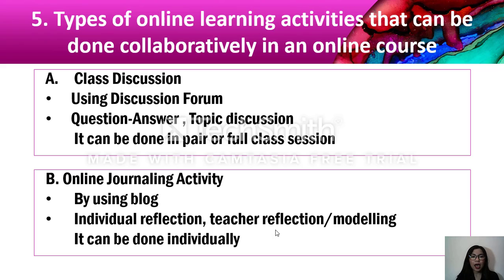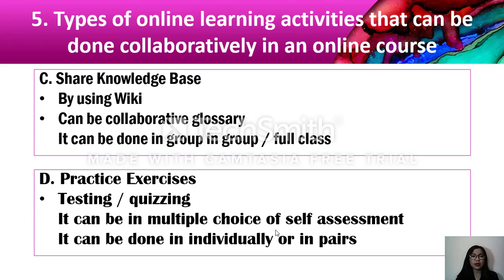The next is the online journaling activity. The technological tool that can be chosen is a blog. This is an individual reflection or teacher reflection in modeling, and this journaling activity can be done individually by the students. The next activity that can be chosen is a shared knowledge base.